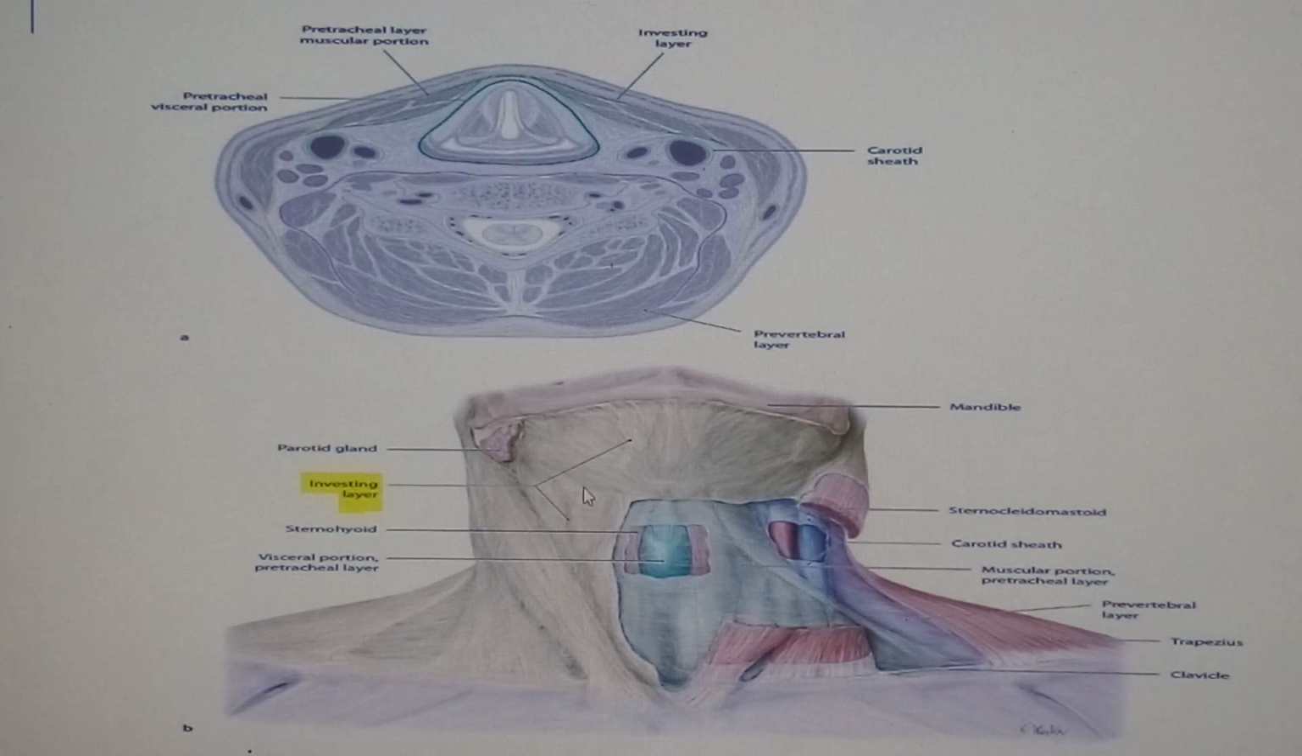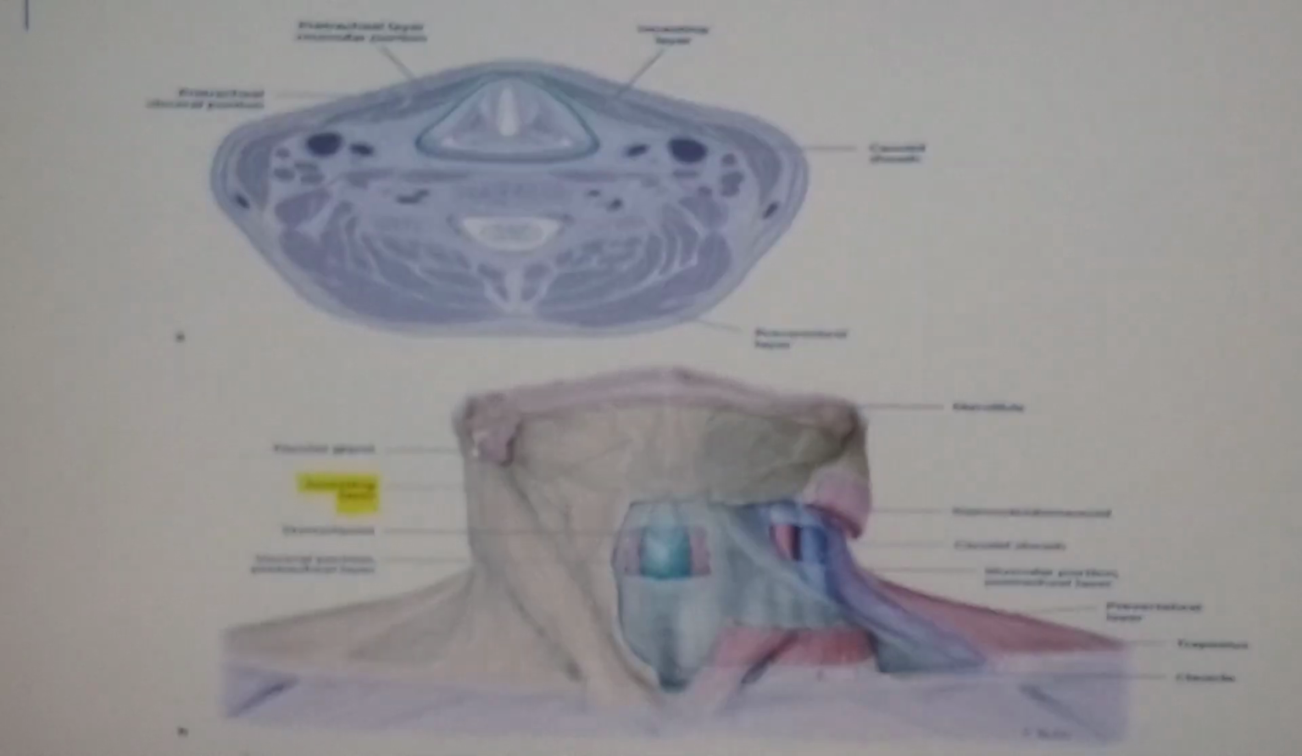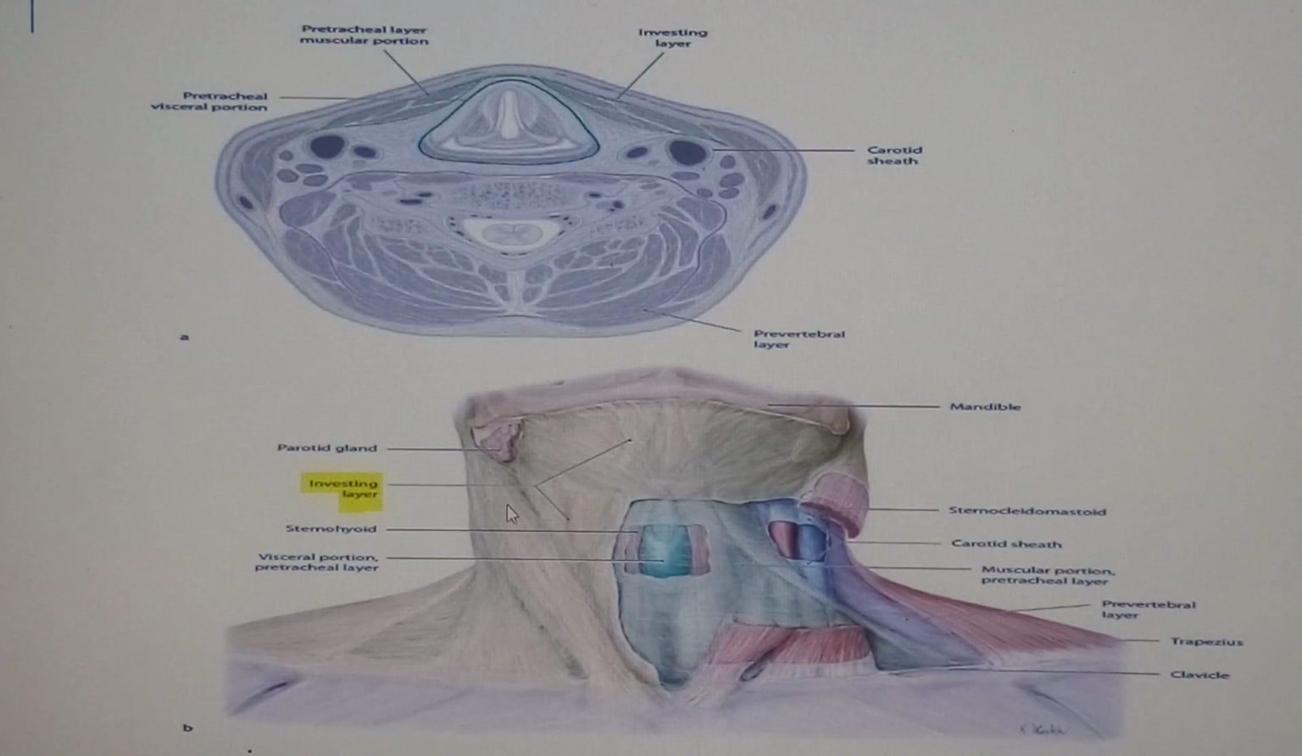And one thing that I want you to also know is that this layer is also known as the investing layer of the deep cervical fascia. Now, the reason why we are calling it the investing layer, where I've highlighted in yellow only, this one, the investing layer of the deep cervical fascia, is so called because it is investing 2 important muscles which are important as far as the triangles of the neck. More important, the posterior triangle of the neck, forming the boundary of the posterior triangle of the neck, I have this muscle which is known as the sternocleidomastoid muscle.